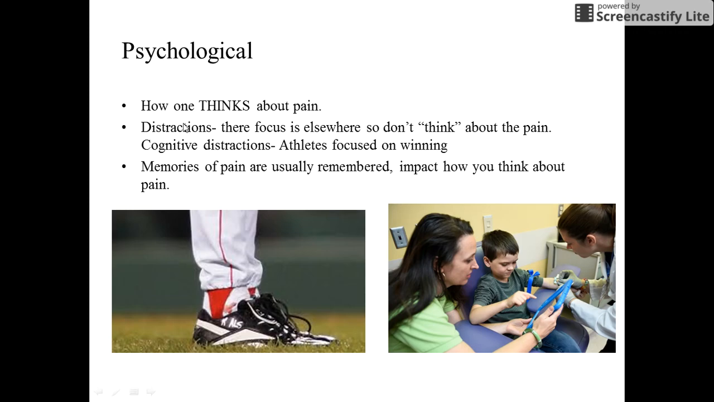Psychologically, how we process pain is how one thinks about pain. When you're experiencing pain, sometimes distraction can occur where your focus is elsewhere, so you're not thinking about the pain. These are known as cognitive distractions. As an athlete, you might be so focused on winning a game that you don't realize that maybe you rolled an ankle in the last play and your ankle is throbbing with pain.